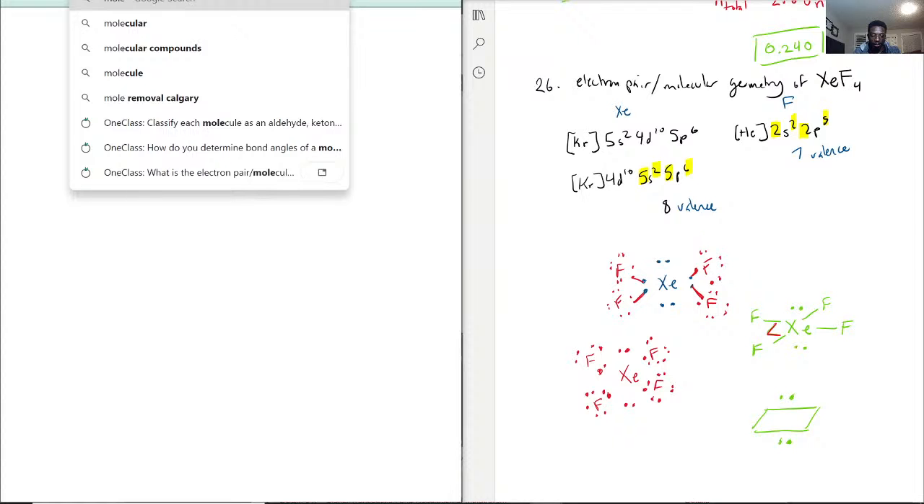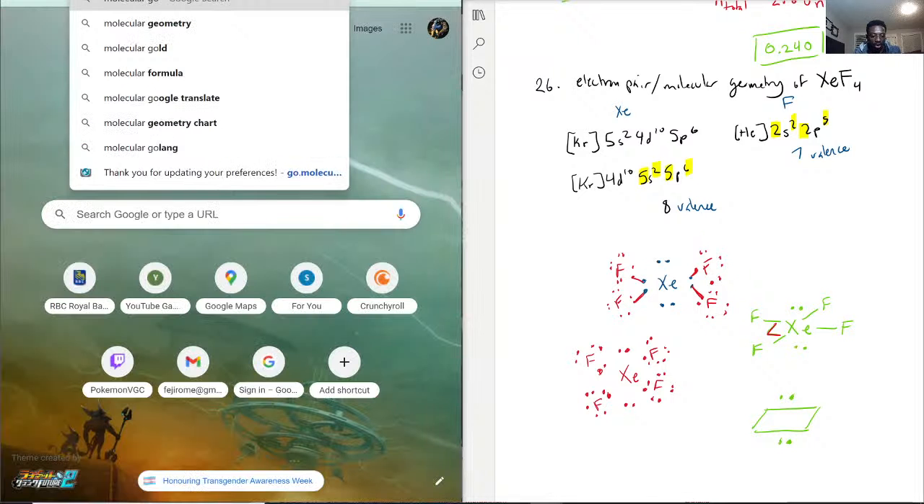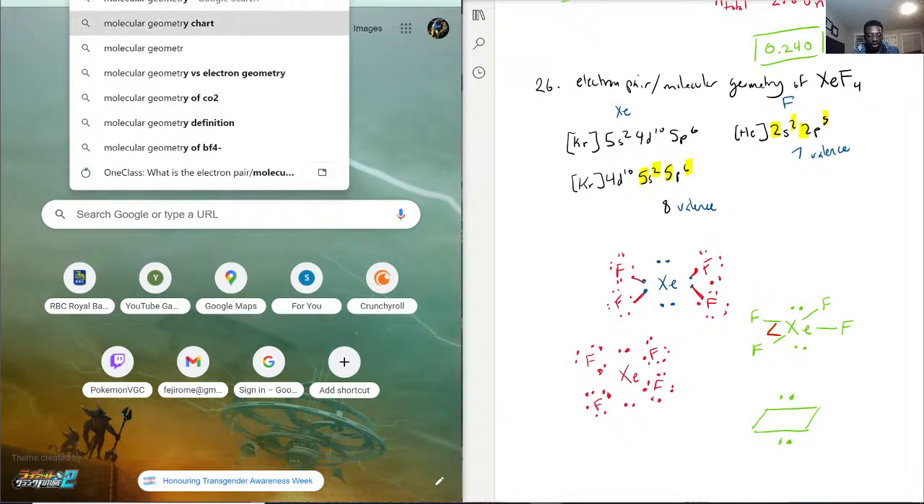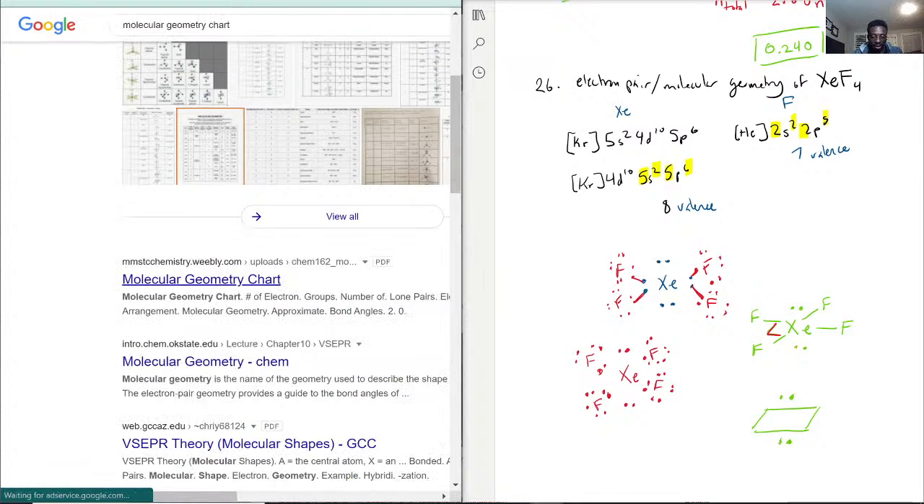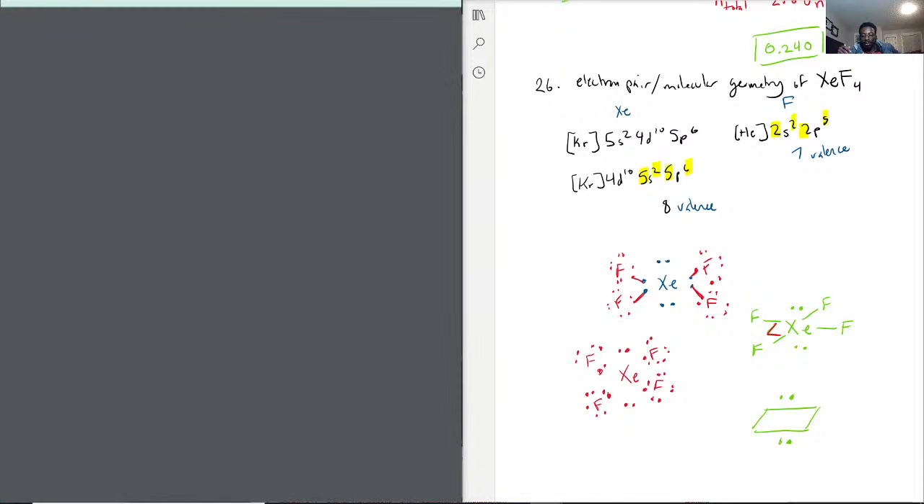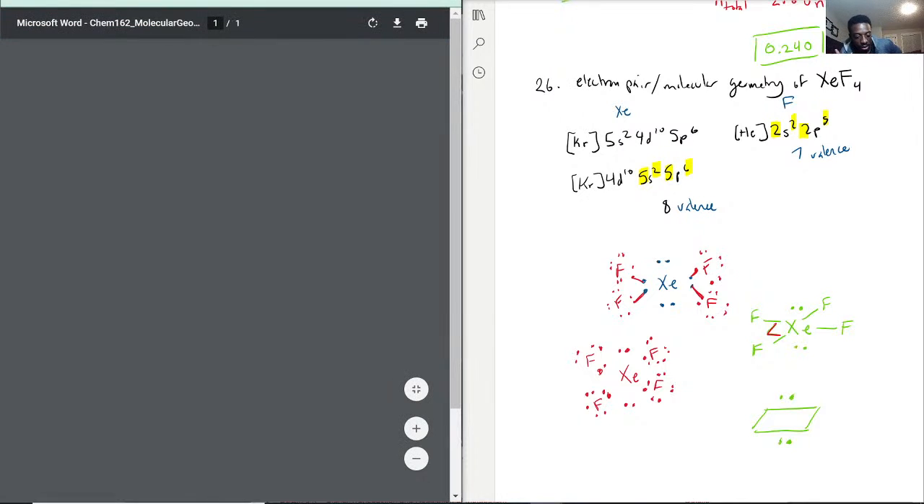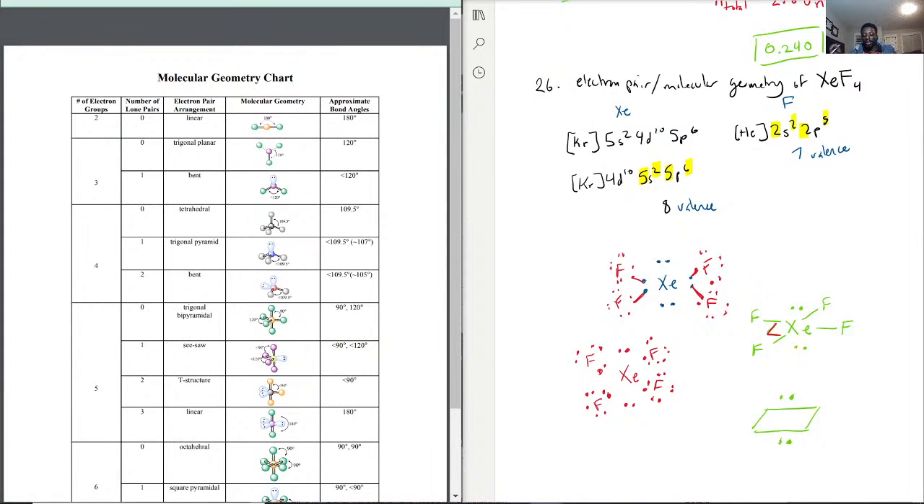Molecular geometries. Yeah, just pull up a chart. These are the things I'm going to start saving, considering this level of questions, we'll have to refer to them quite often. So it's easier to have them. And now let's see what exactly that is.